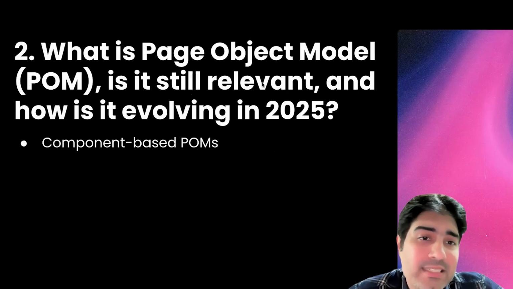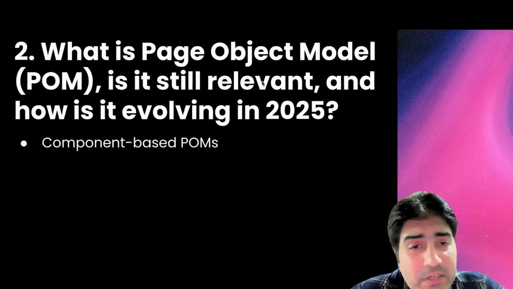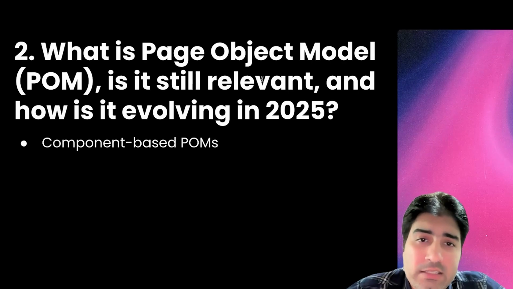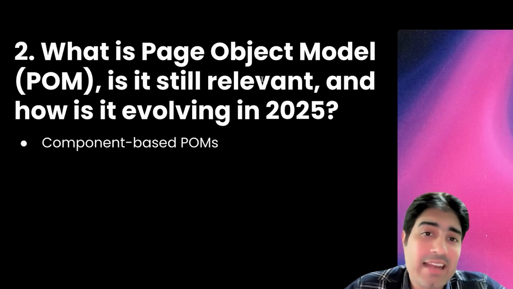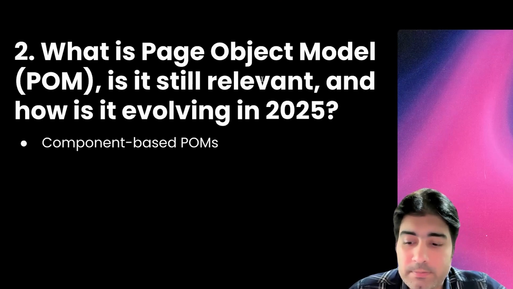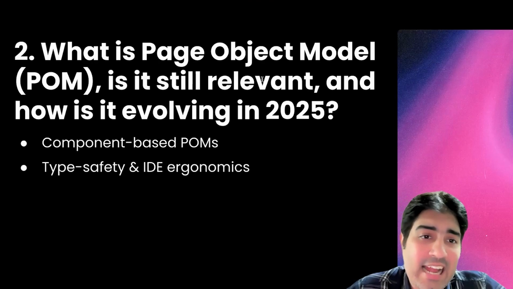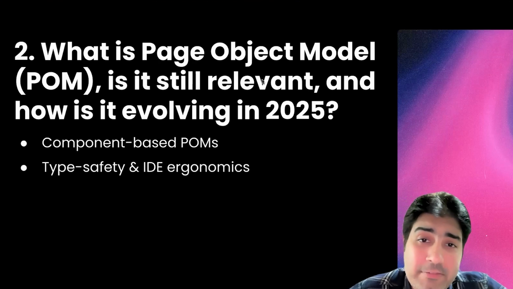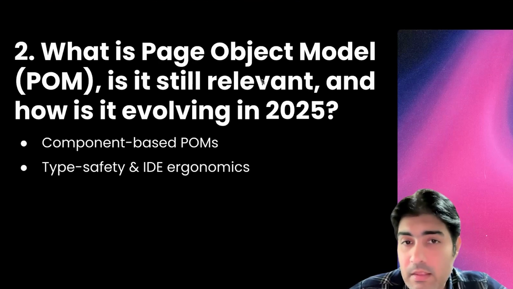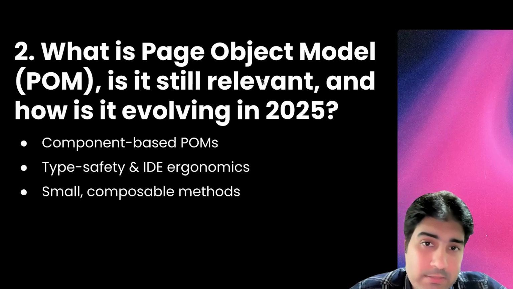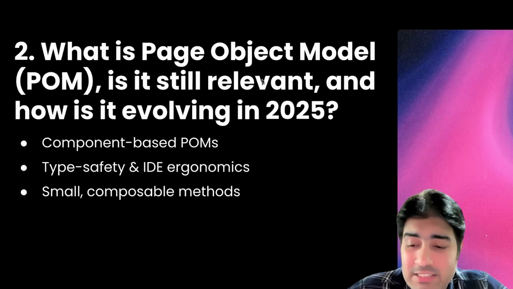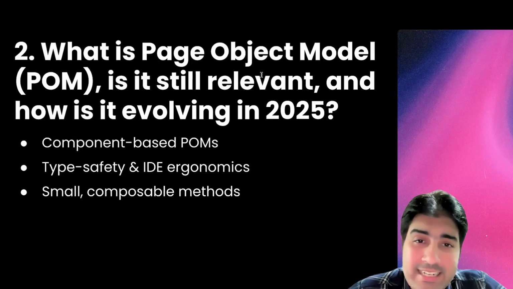Talking about component-based page object models. With component-driven front ends or micro front ends, create reusable component classes, for example, header, modal, and compose pages from these components. Type safety and IDE ergonomics. Use TypeScript or strongly typed classes so you get auto-complete and safer refactors. Small composable methods. Prefer fillLoginForm(user) over exposing low-level selectors in tests. Keep page objects declarative.